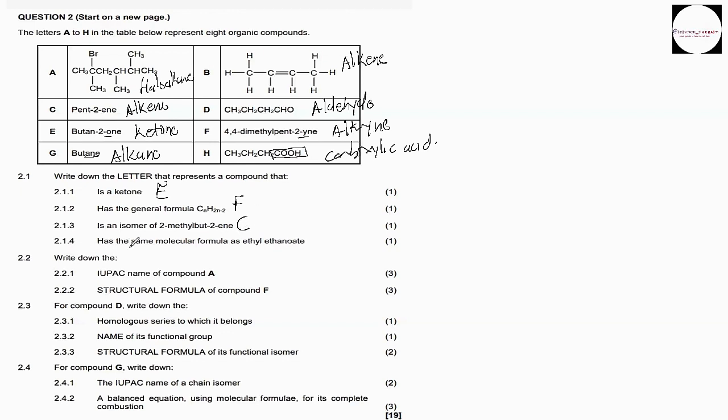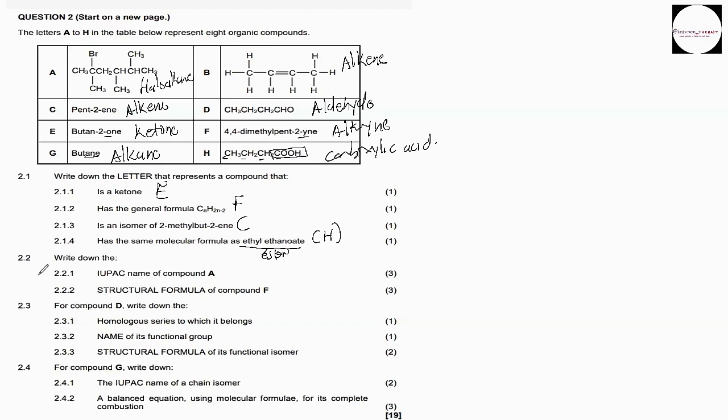Then 2.1.4 has the same molecular formula as ethyl ethanoate. Now, ethyl ethanoate is an ester, and then we know its isomer needs to be a what? A carboxylic acid. So the functional isomer needs to be a carboxylic acid. So without even having to confirm, we are pretty much sure that it has to be H. Right. And then ethyl ethanoate has 4 carbon atoms. Let's count. We have 1, 2, 3, 4.